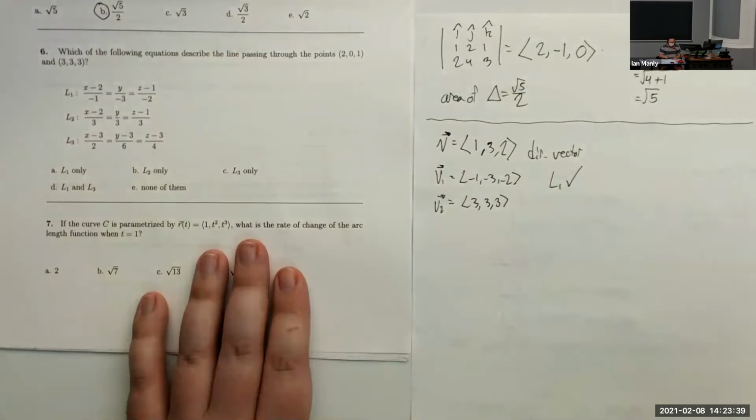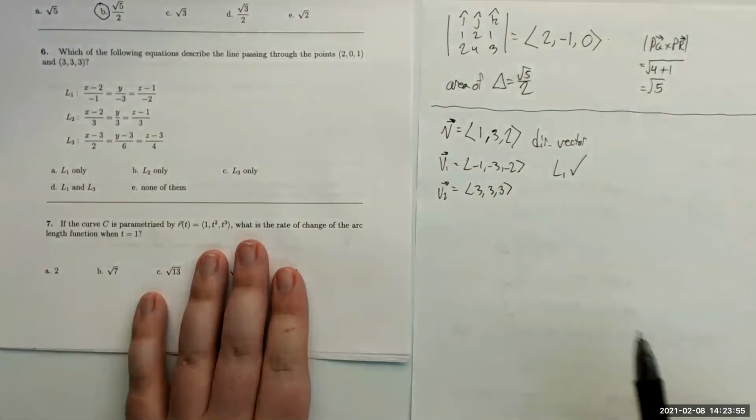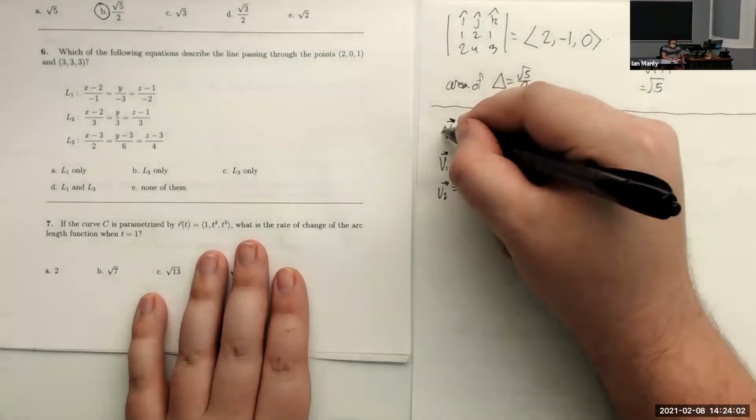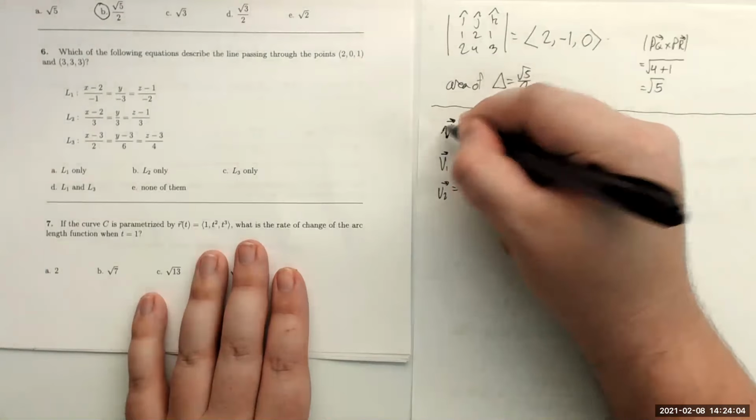Professor, how did you find the normal vector? I haven't found any normal vectors. I've only found direction vectors, and I found this direction vector by doing 3, 3, 3 minus 2, 0, 1. Oh, I thought that was an N. I'm sorry. Oh no, it's okay. I just put a little thing on my V right there, like a little hook.